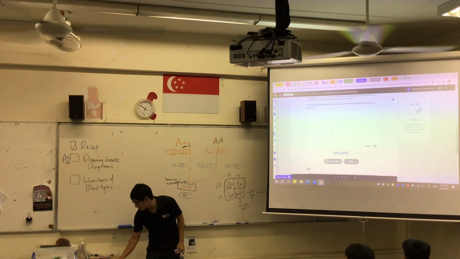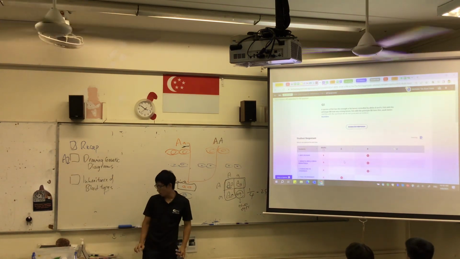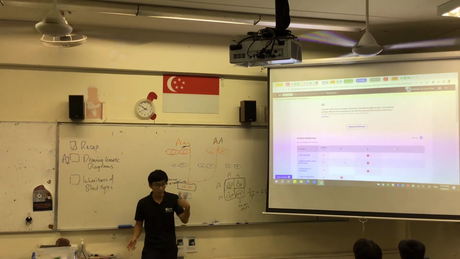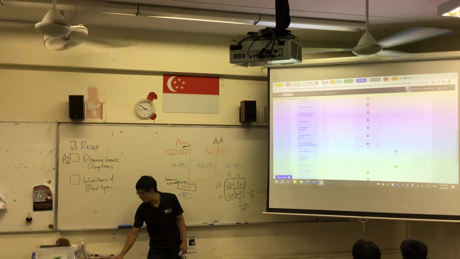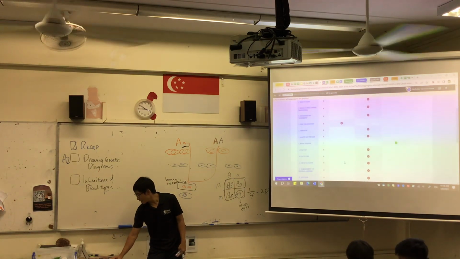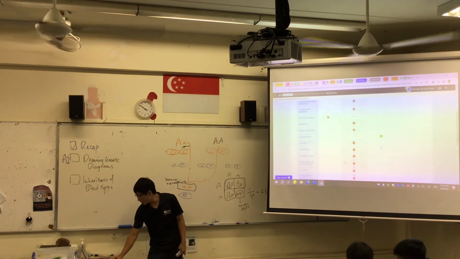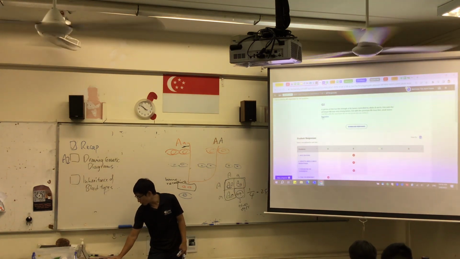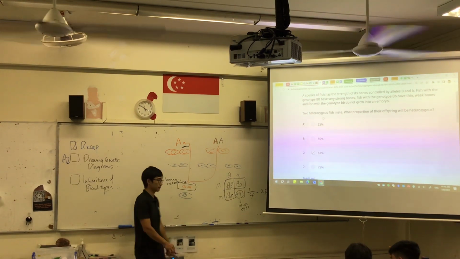Let's go to the next question. Oh, this is a very interesting next question. Many of us will split between a few options. A lot of us chose B, and then a minority of us chose C, which is the correct answer. So we will kind of split between B and C. Let's look at the question closely. What could have tricked us here?